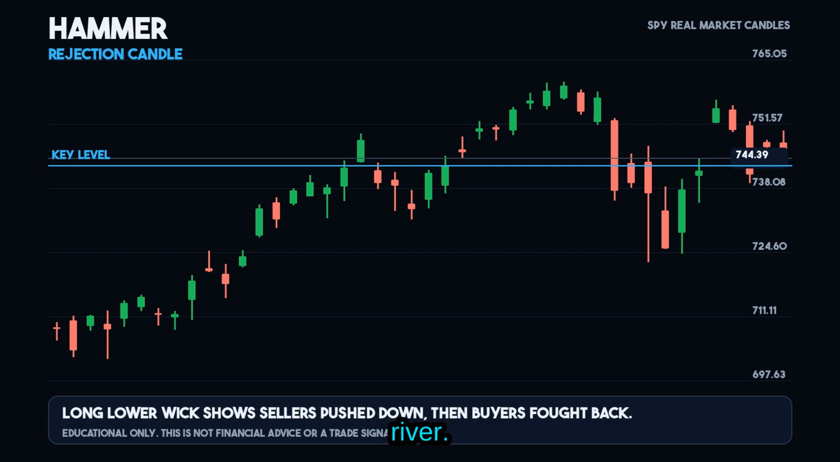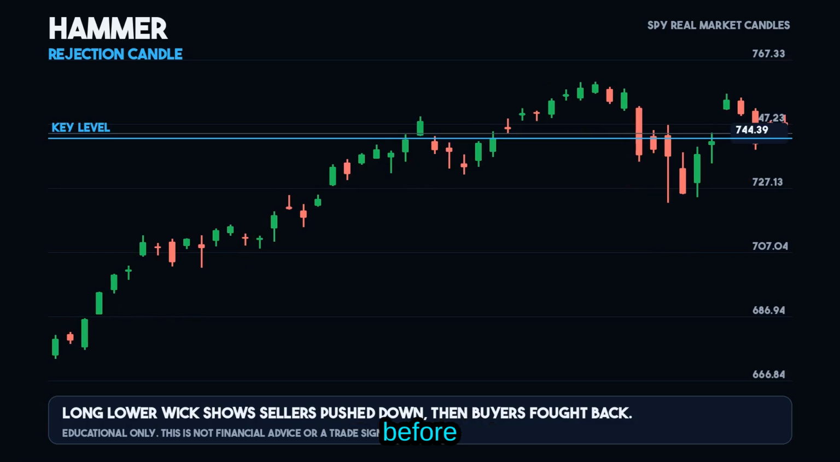You can relate this to a river. Imagine the water level receding, but instead of going all the way down, it levels out momentarily before continuing its journey. This makes sense, because when you see a hammer, you know that the bears or sellers aren't gaining control, and that's a signal worth noting.